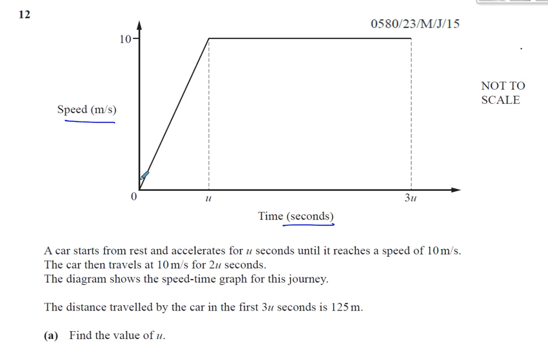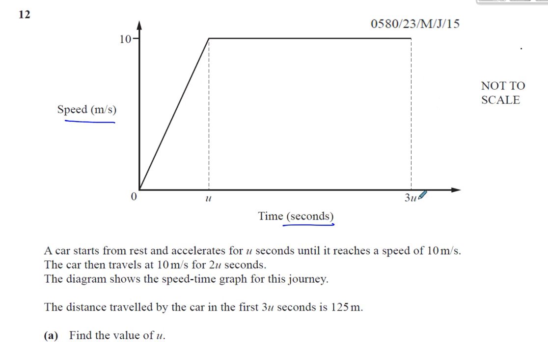Okay, you can see it's constant, a straight line, until it reaches a speed of 10 meters per second. It then travels at 10 meters per second for 2u seconds. So a further 2u seconds, so it ends up being 3u seconds. So it's been traveling altogether for 3u seconds in this graph.